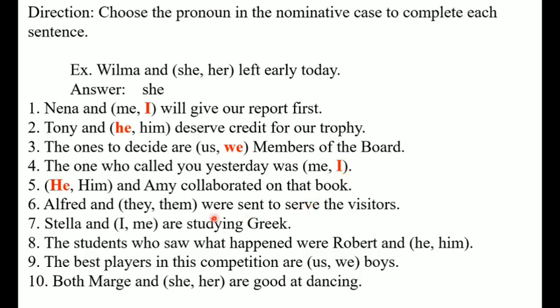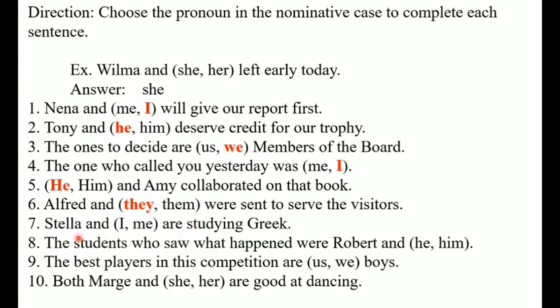For number 5, he is the correct answer. Now the technique here is cover and ami. Takpan lang ito. And then, kasi gagawin natin simple siya. Simplified yung subject, isa na lang subject. So, tatakpan natin ito. Ang matitira itong he and him. So the correct answer is he. He collaborated on that book. Number 6, the correct answer here is they. The technique again is just cover Alfred and. Ito na lang matitira. So the correct answer is they. They were sent to serve the visitors.